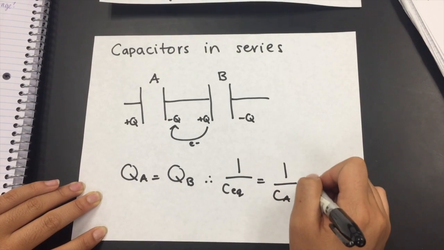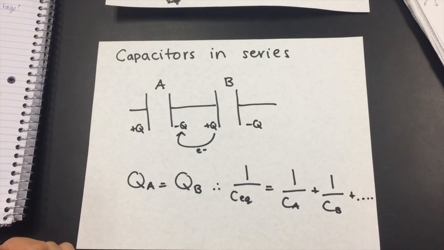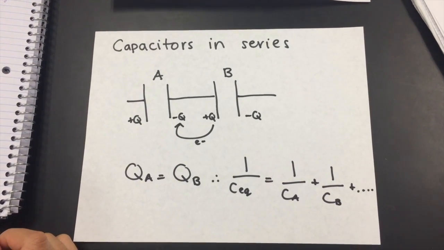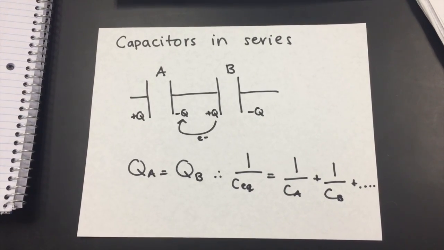Electrons are carried from capacitor B to capacitor A, which means that the charge stored by capacitor A must have come from the capacitor B plate. The electrons were transferred through all the capacitors, which is the reason that the charges at each capacitor are equal.